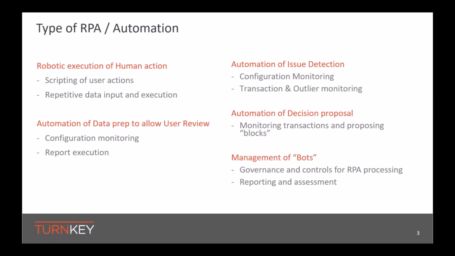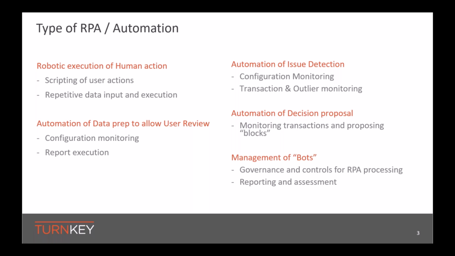Before we look into the details, I just want to do a quick recap. Maybe you've seen one of the previous sessions. There are different types of robotic processing and automation. So one type could be robotic execution of human actions. So if you write scripts.